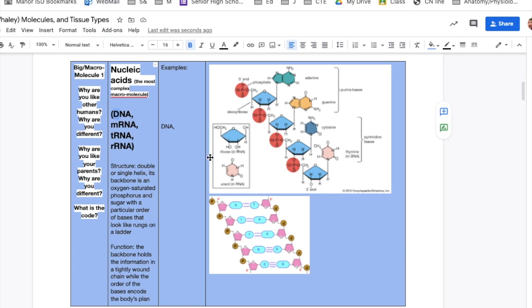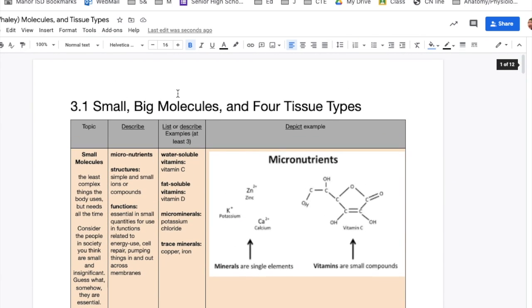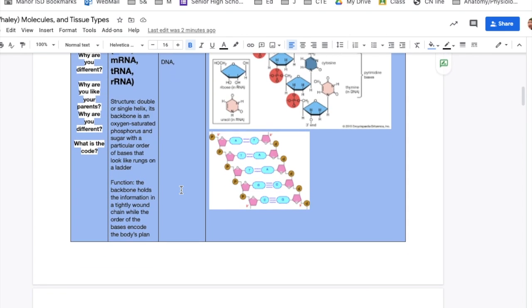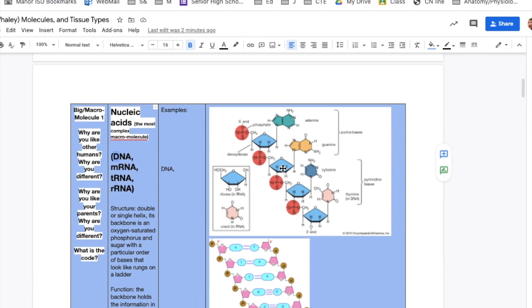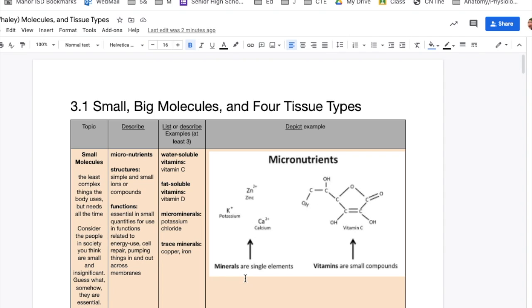I'm going to share this with you, but you only need, how many examples? List or describe examples, at least 3. So do your structure and function thing, but then you need to have a depiction over here. Look one up that makes sense to you.